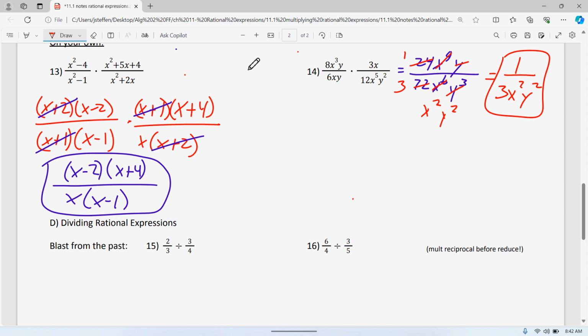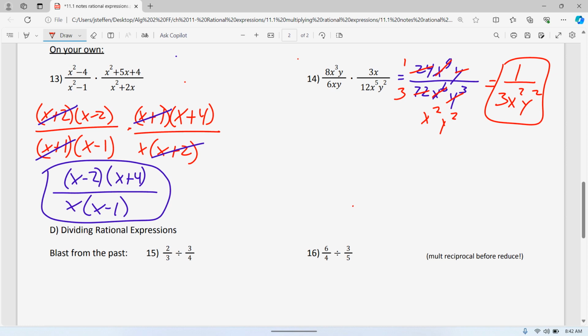But again, like I said, I'm super open-minded. Just make sure you show your work. That's kind of the biggest thing with that. Okay. Any questions on that before we move on?